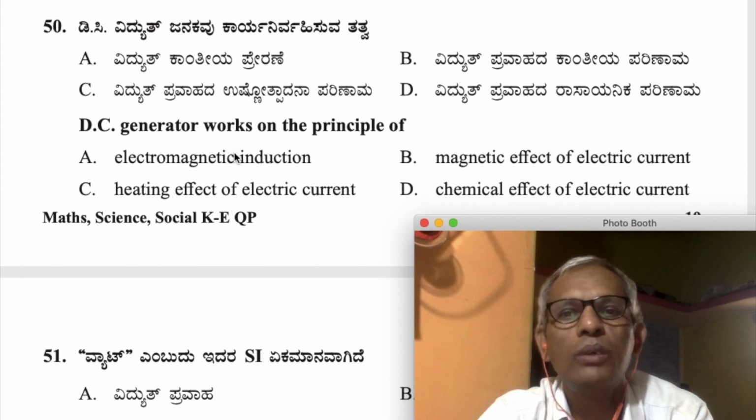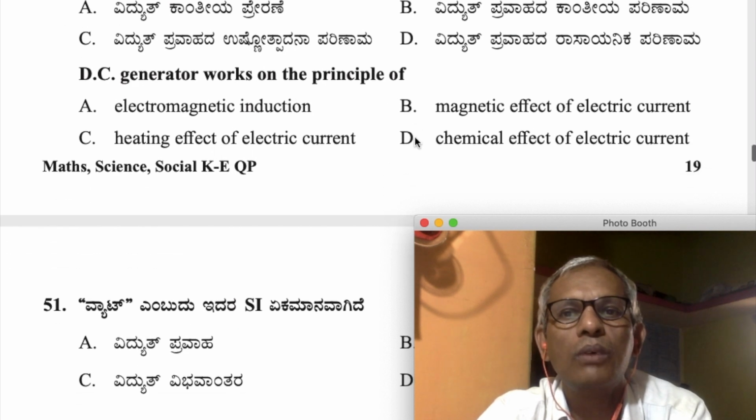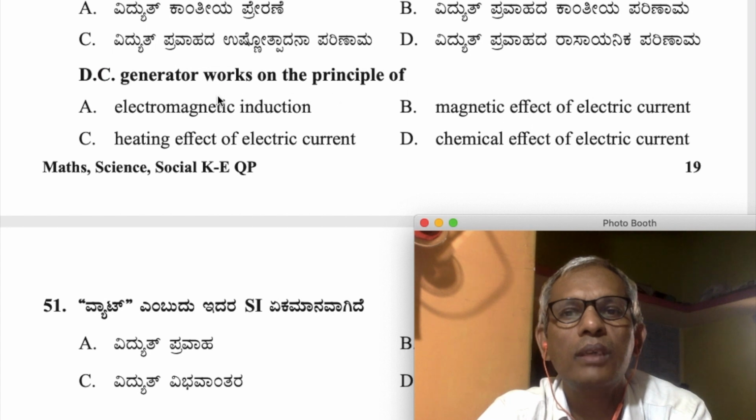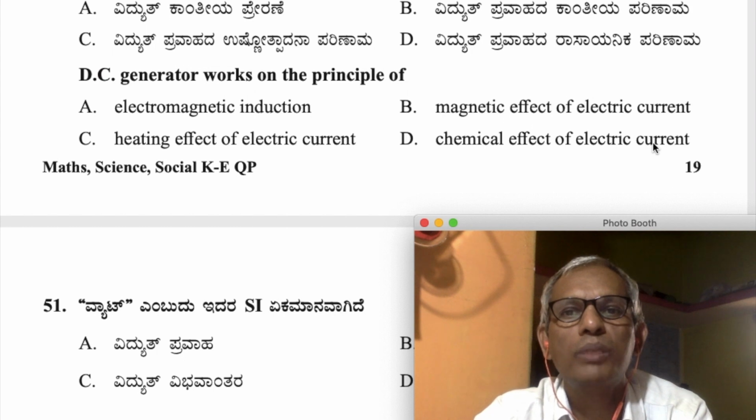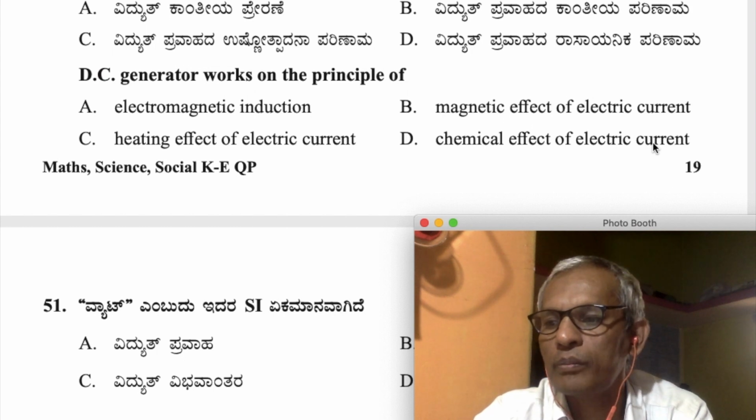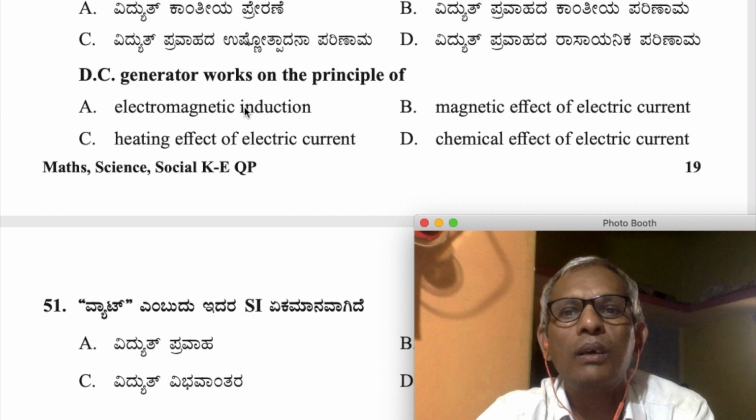Next we move on to question number 50. DC generators work on the principle of what? They are given four options: A, electromagnetic induction, B, magnetic effect of electric current, C, heating effect of electric current, D, chemical effect of electric current. DC generators work on the principle of electromagnetic induction. So the answer is A.